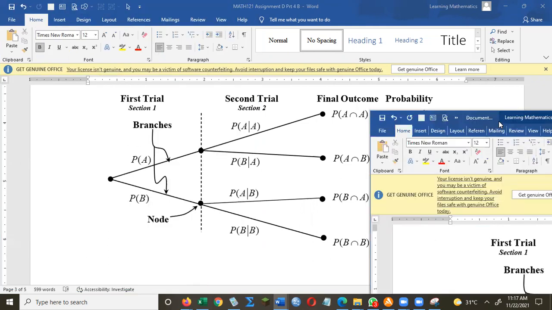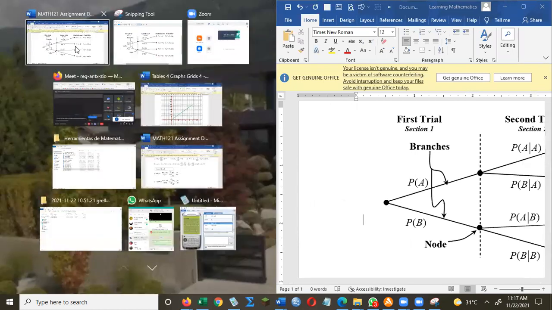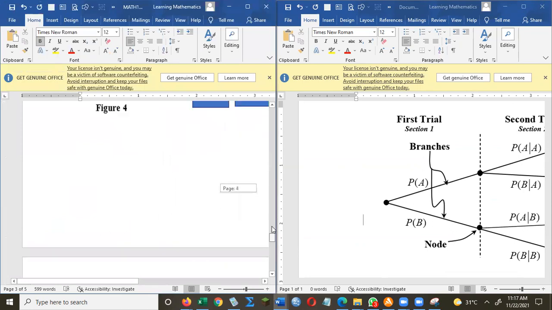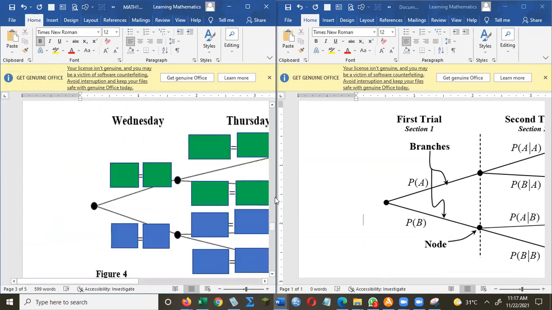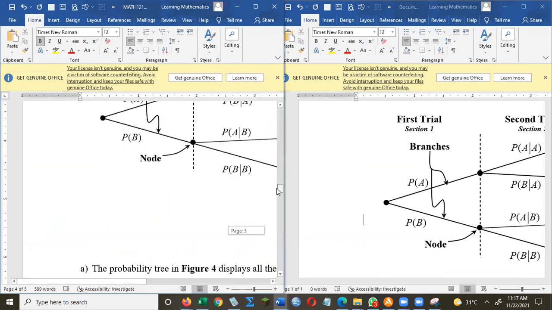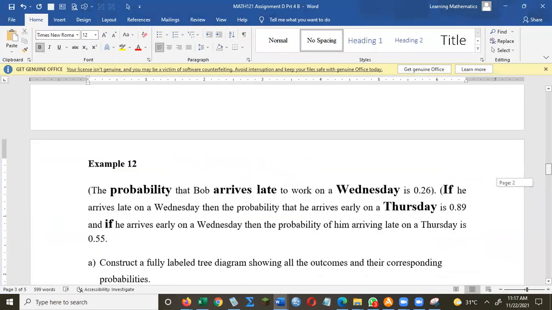Okay, and that's where we are. All right, that's the answer. And let's go back up again and capture the question itself, the information.